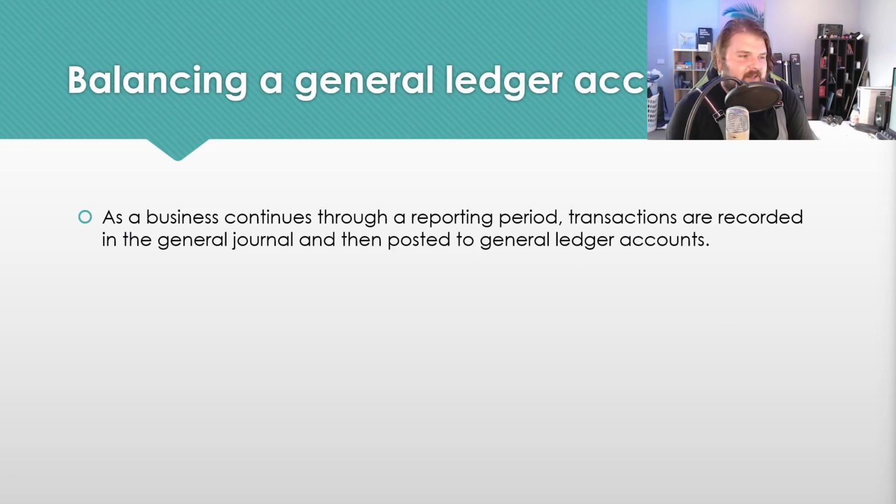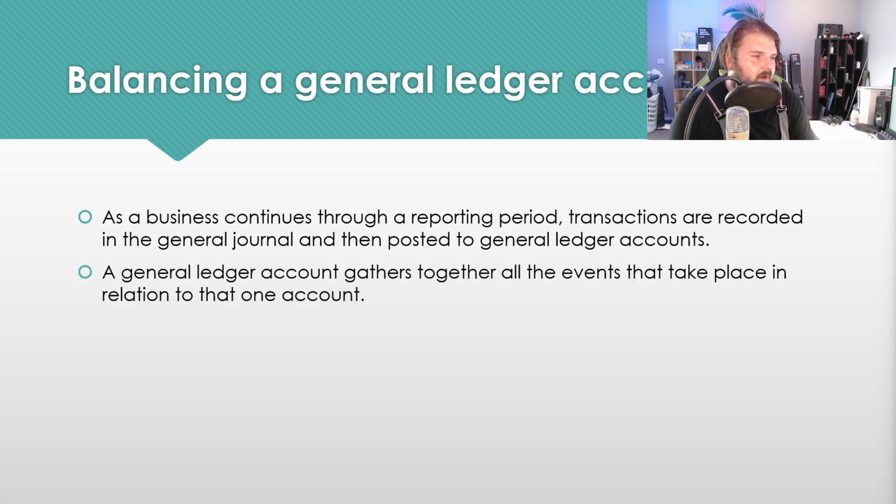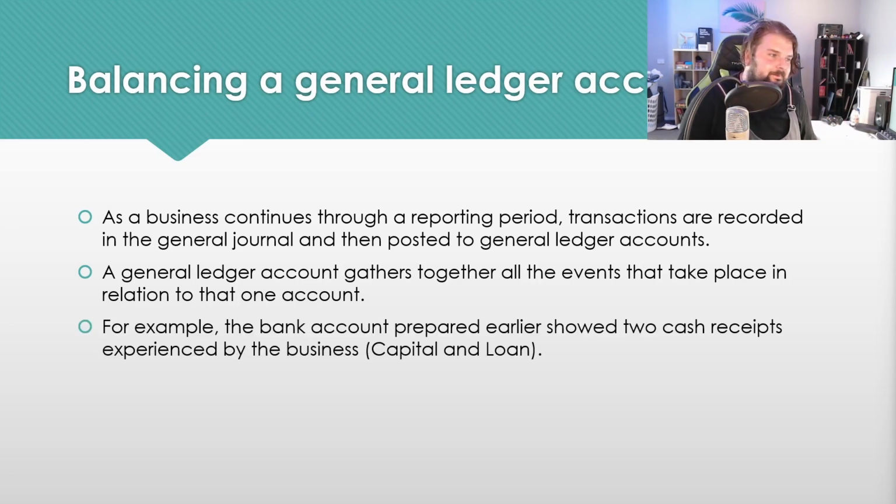Now, as we continue through our reporting period, we'll obviously continue to record our transactions within our general journal. So this gathers all of our information for every single event that takes place within the business, and puts it all into sorted accounts, which is our ledger accounts. So you can see the bank account so far showed two cash receipts, which was our capital and our loan, but we also showed cash going out, which was when we paid for advertising and the computer.